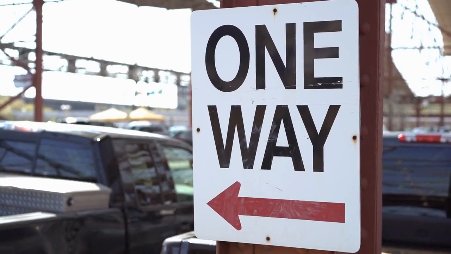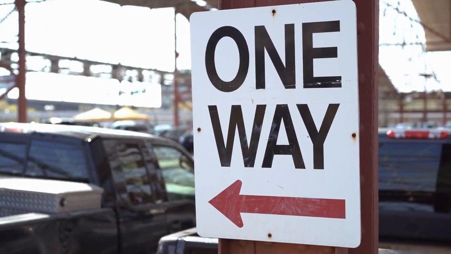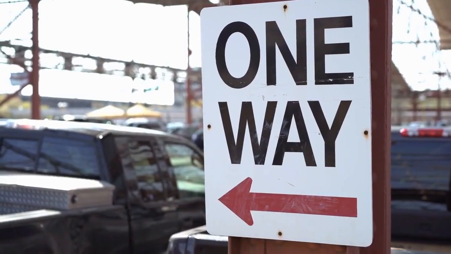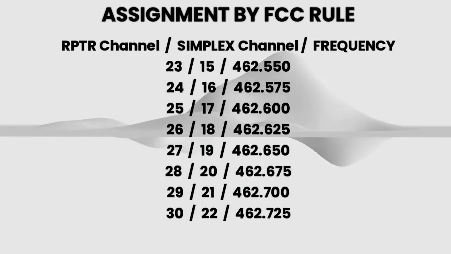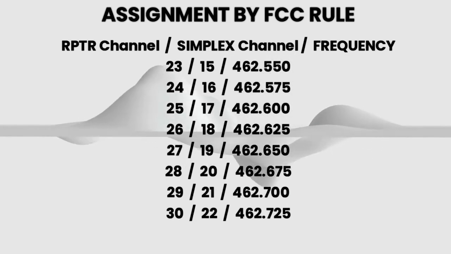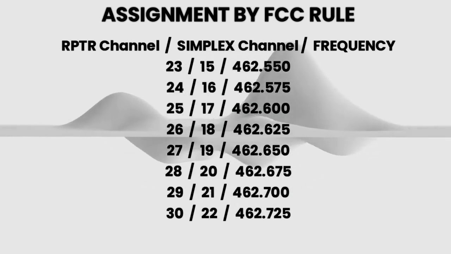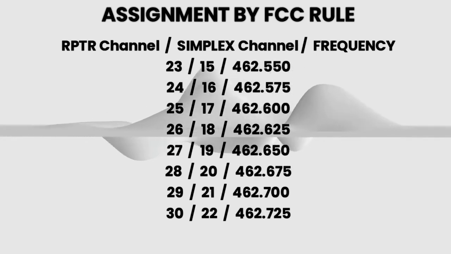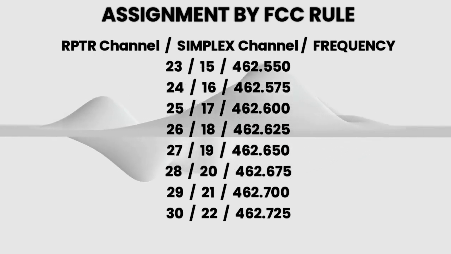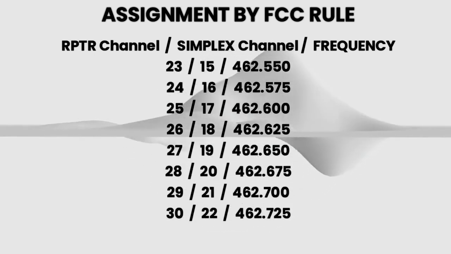Now, let's touch on why you can hear the channel 29 repeater on simplex channel 21, but you can't communicate with the repeater users. The FCC requires that channels 23 to 30 use receive frequencies that exactly match the simplex frequencies used on channels 15 to 22. The radio receiver will respond when it gets a signal. For example, both channel 21 and 29 set the radio receiver to 462.700. The radio receiver doesn't know which memory channel tuned the radio receiver.